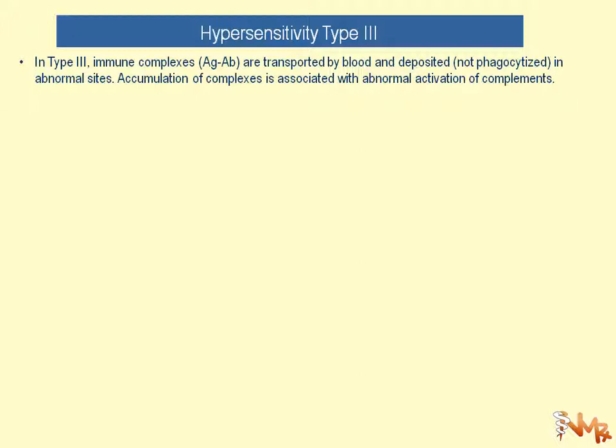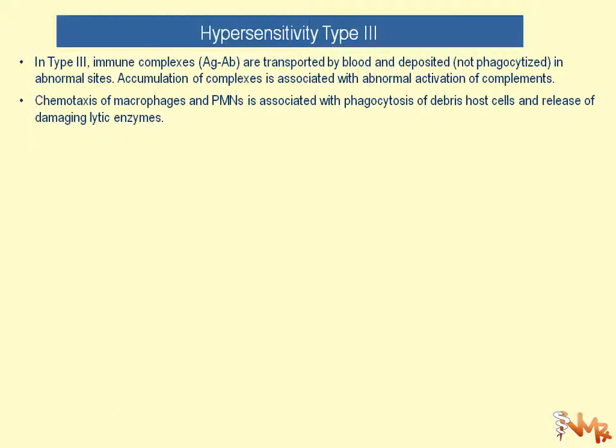Now, accumulation of complexes is associated with abnormal activation of complements, and that's where the pathogenesis begins. Chemotaxis of macrophages and PMNs as a result of activation of complements is associated with phagocytosis of debris of host cells and release of damaging lytic enzymes in different tissues. The net result is damage to healthy tissues.